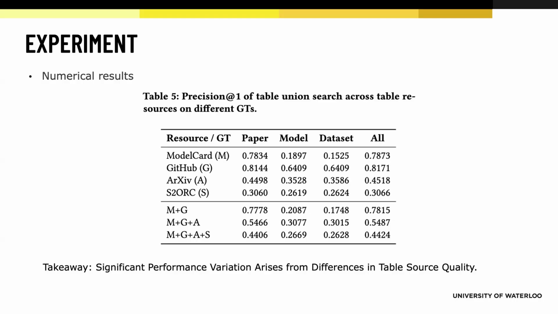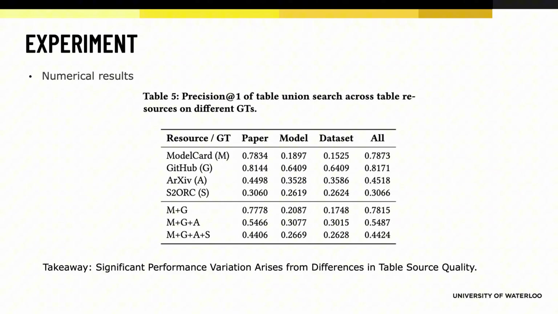We regard these two resources as the highest quality tables because they maintain the original information. But the arXiv HTML is compiled from LaTeX, so sometimes it might lose a little bit of information. And for Semantic Scholar, it loses a lot of information. So here we separate them and examine the performance on some combinations. Our conclusion is that the performance is really different across different resources of tables. This is because of their quality.